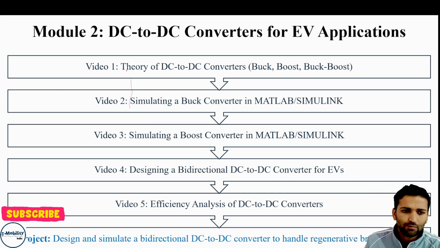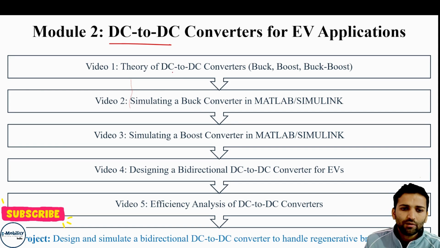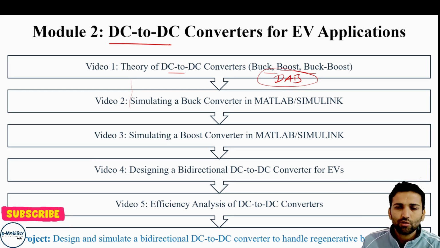Then the next module is DC-DC converters. So for DC-DC converters for EV application, we'll be focusing on the theory of DC-DC converters like buck boost converter, and also one converter we'll be considering is DAB, which is very frequently used for bidirectional charging. Then simulating a buck converter in MATLAB, we'll be doing it. Then simulating a boost converter in MATLAB. So you can see this module 2 is all about the practical application of the buck boost implementation. So designing a bidirectional converter. This bidirectional converter is nothing but a DAB. We'll be considering it. And then efficiency analysis of the DC to DC converters.